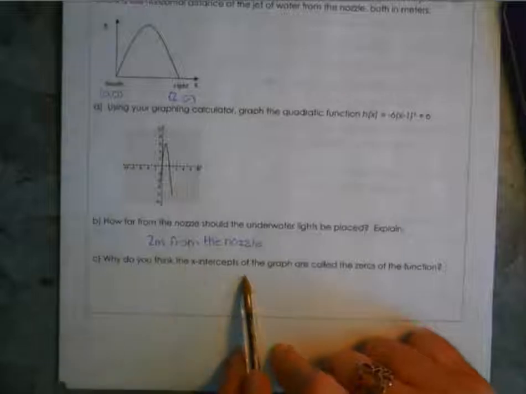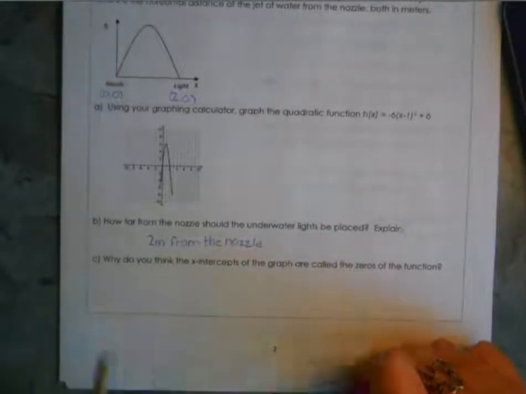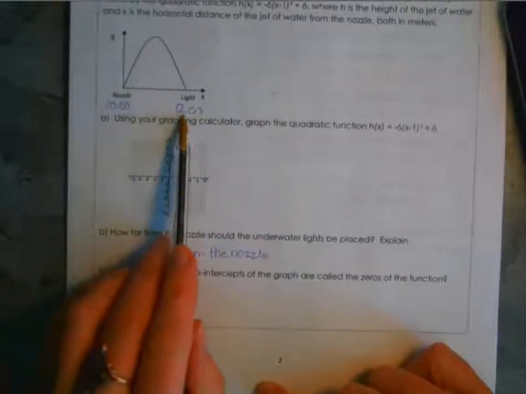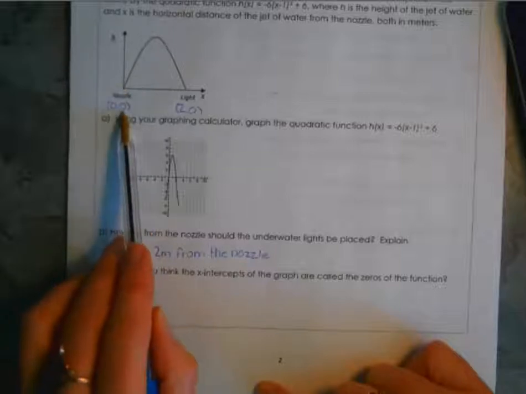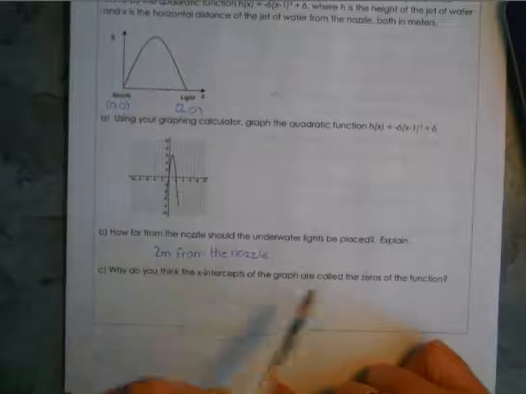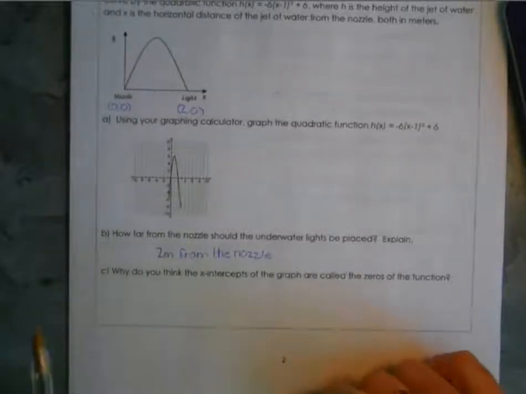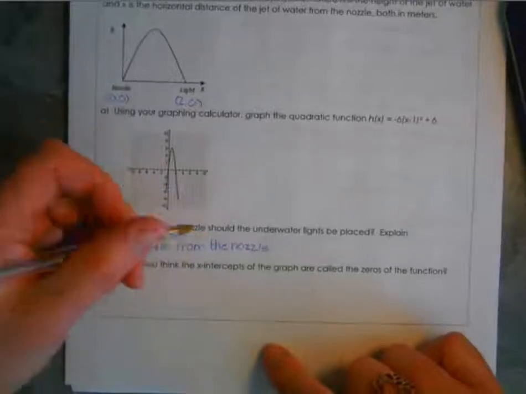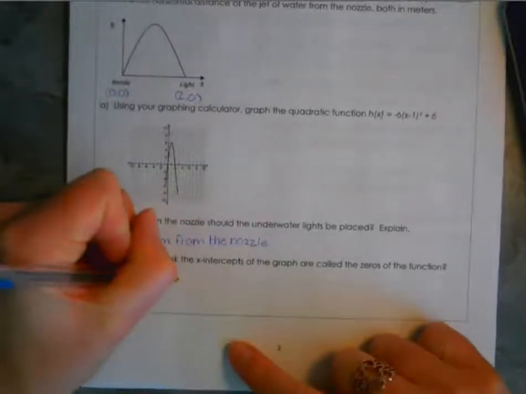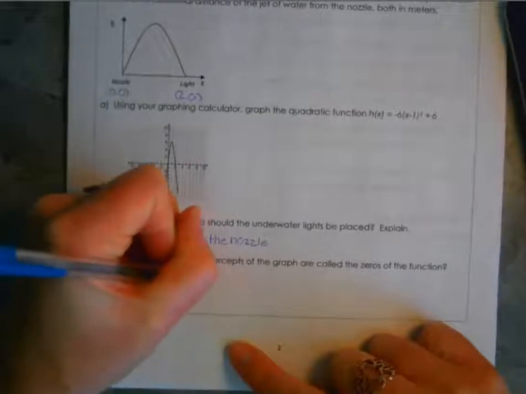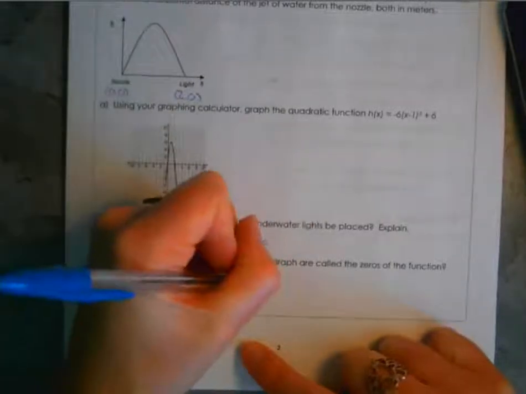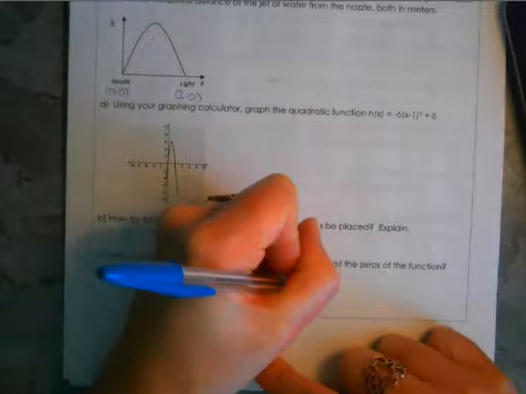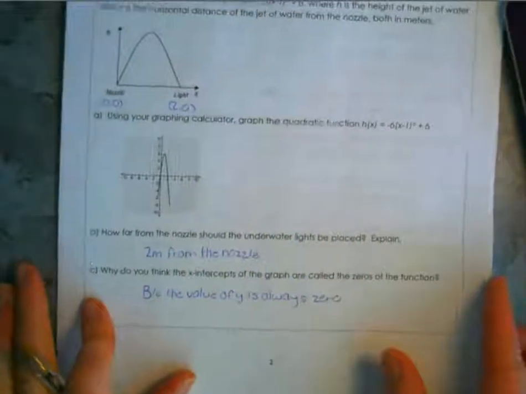Next one, why do you think the x-intercepts of the graph are called the zeros of the function? So if we look at what's happening here with our x-intercepts, think about what these points are, right? The first intercept is at 0, 0. The second one is at 2, 0. And the reason we call them the zeros is because the value of y at these points is always 0. Okay, so that's why we have that name for them. All right, so that's back to the first page.